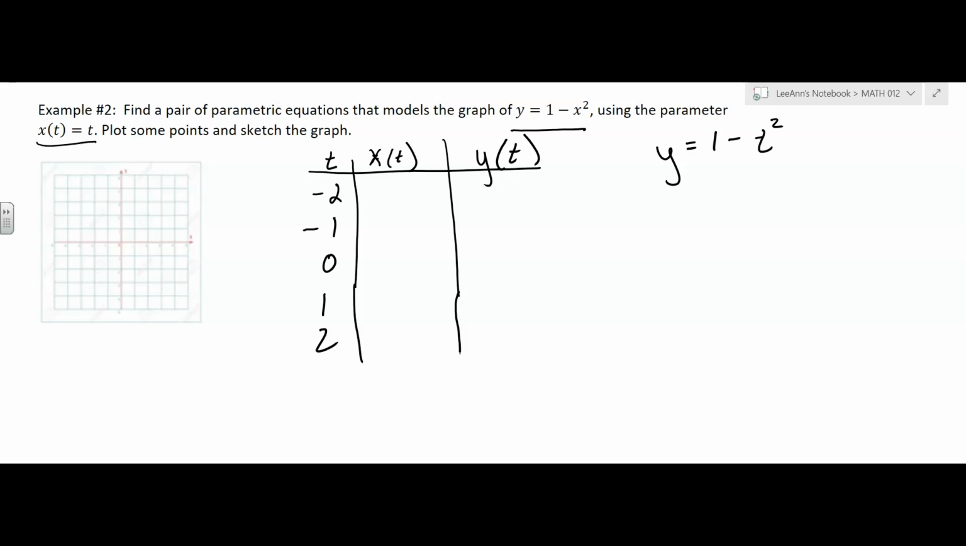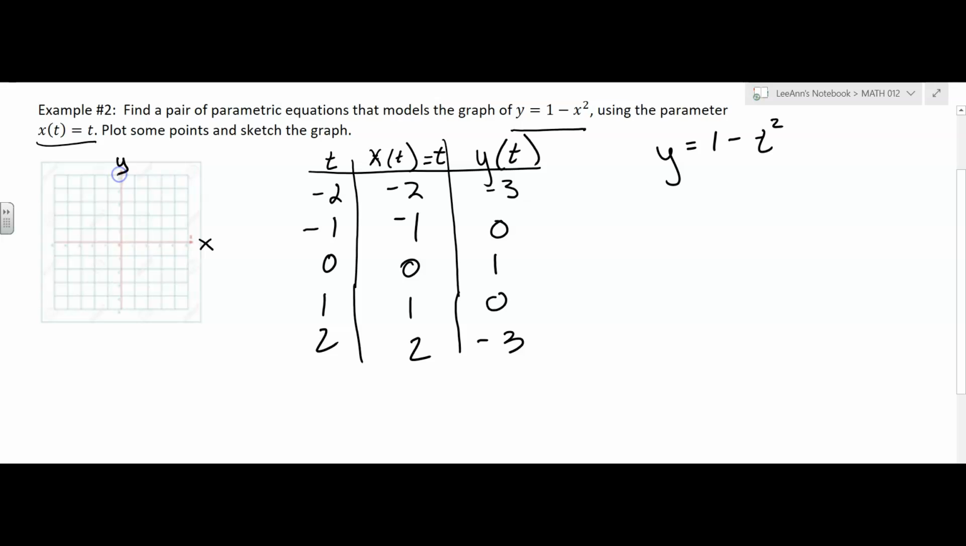Okay, so that means x of t is going to equal t. So that's not going to change. And then we're going to plug in the values. So you get -3 here, you get 0, you get 1, and 0, and -3. Whoops. I feel like I left something out. Okay, maybe not.